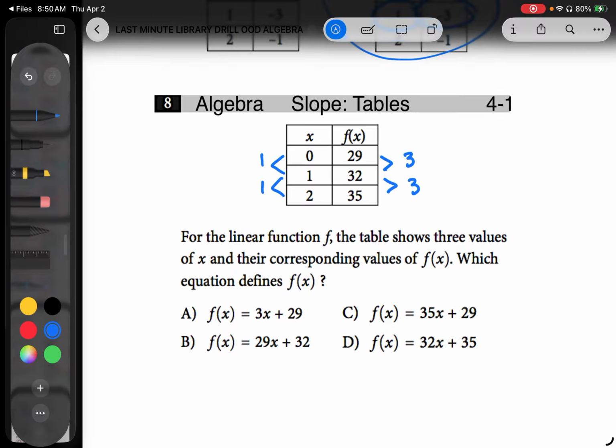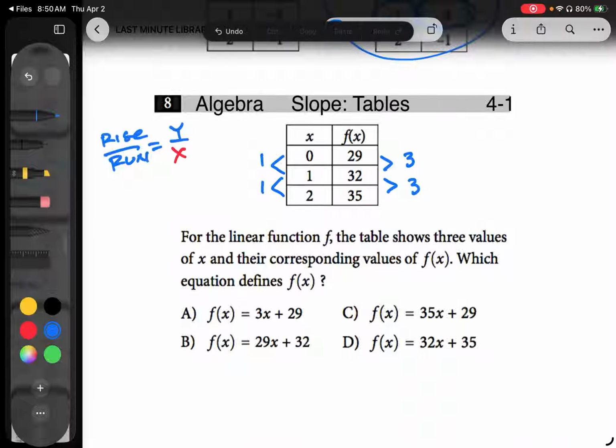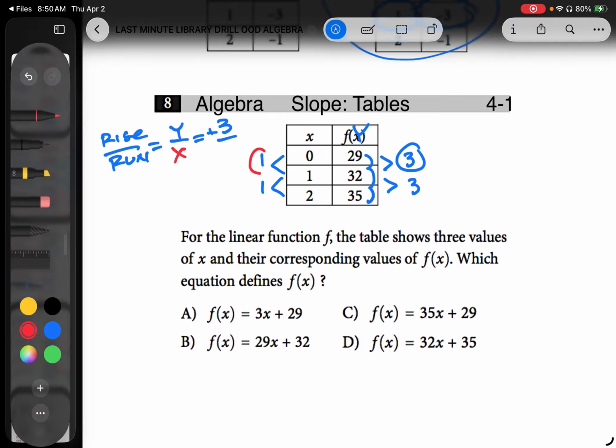Your rise over run, again, rise over run is going to be your y over x. So what is your y? Your y is right there. That is 3. And it'll be a positive 3 because we're increasing in value. Positive 3 over what is your x value? Your x value is 1. So now we have part of our slope intercept formula, which is going to be y equals 3 over 1x, and it is a positive value of 3 over 1x plus b.